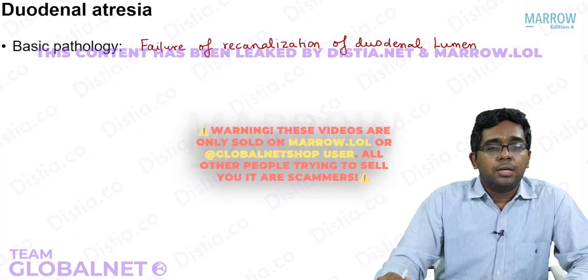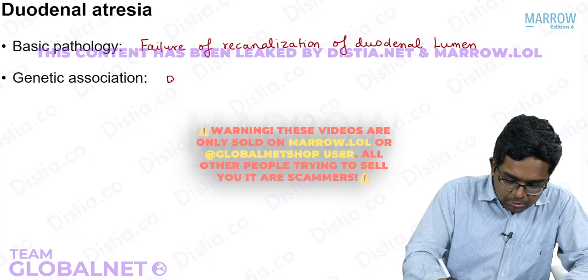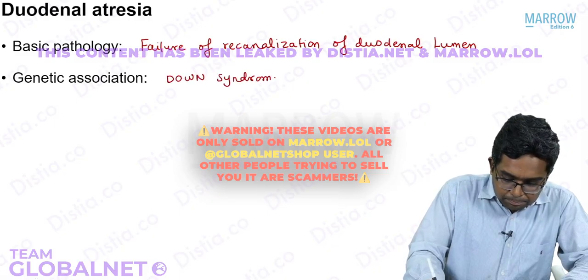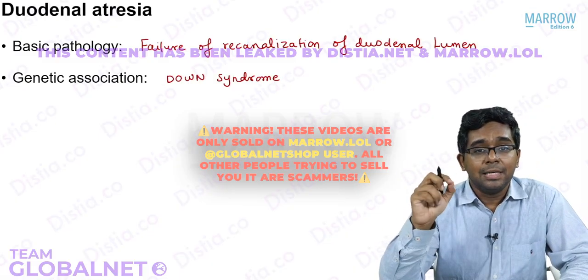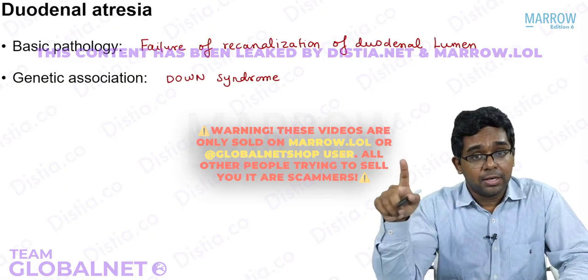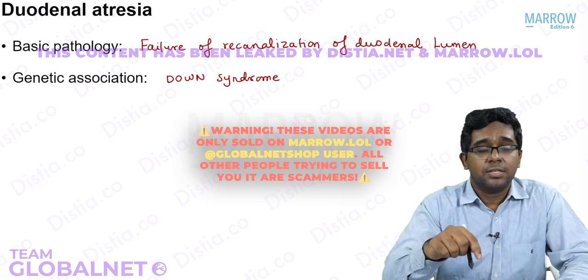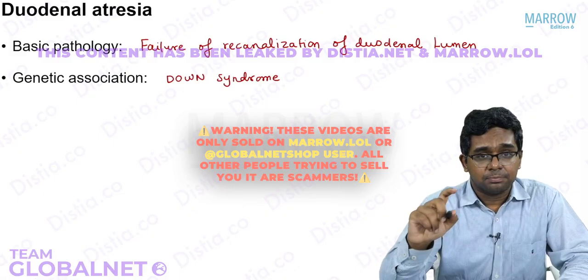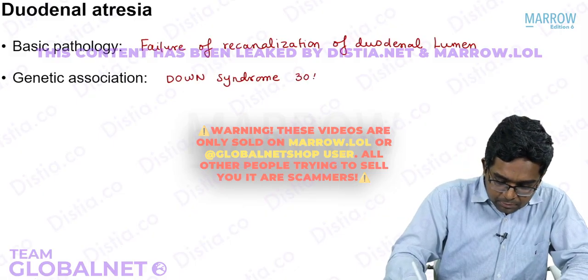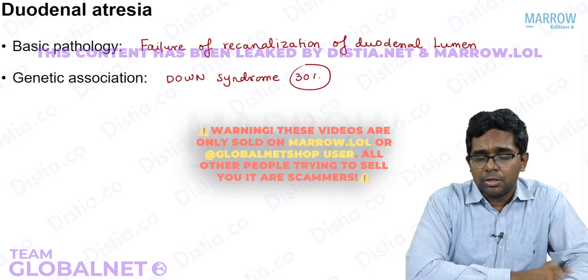Now an important genetic association for duodenal atresia is Down syndrome. Please recollect the important point. In Down syndrome, the most common anomaly is the heart defect. I told you, endocardial cushion defect. But the second most common group of anomaly is the gastrointestinal anomaly, and in GI anomaly, most commonly it is duodenal atresia. Remember, 30% of cases of Down syndrome are associated with duodenal atresia. This is an important point.